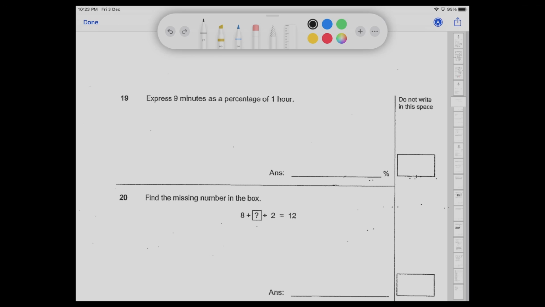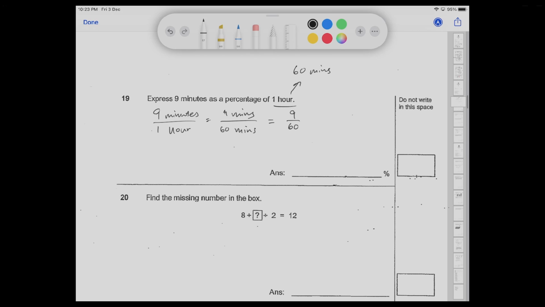Question 19. Express 9 minutes as a percentage of 1 hour. Let's see. We have to know how many minutes make up an hour, right? That's 60 minutes. When we want to convert something to a percentage, it is usually easier to express it in the form of a fraction first. So 9 minutes as a percentage of 60 minutes is 9 over 60.